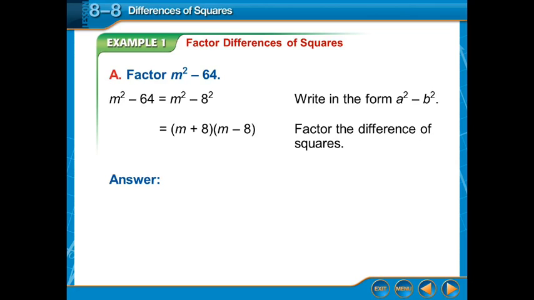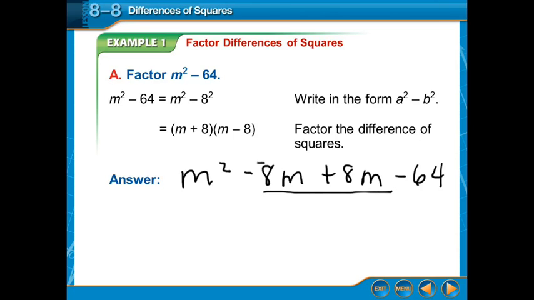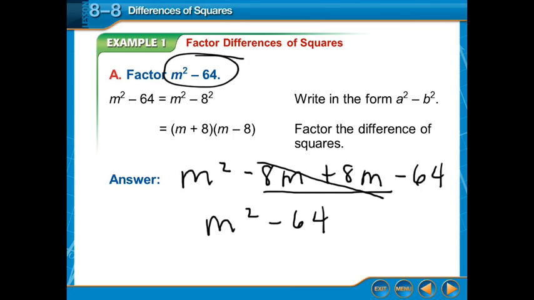And when you FOIL this back together, you're going to see that those two middle terms always cancel each other out. So let's just do that really quick. M times m is m squared. M times negative 8 is negative 8m. And positive 8 times m is positive 8m. And then a positive 8 times a negative 8 is negative 64. Notice that these two terms right here will simply cancel each other out, and you're left with m squared minus 64, which is what you started with.